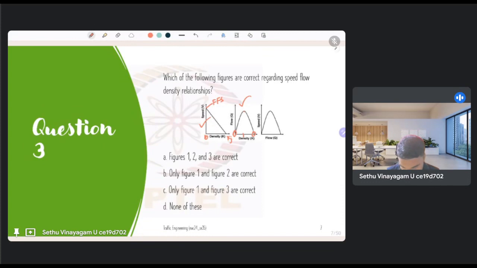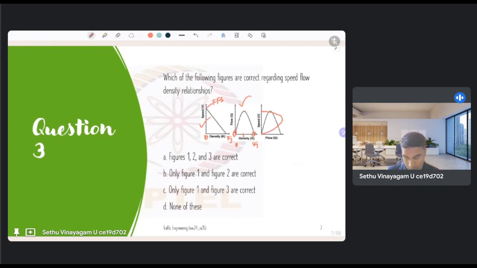So when flow is 0, what happens? Two densities are possible, one is 0, other is kj. When two densities are possible for a given flow, then two speed values are also possible, because at 0 flow the speed is free flow speed, and at jam density the speed is 0. So at 0 flow, 0 speed is also possible. This corresponds to the jam density, and a higher speed equal to the free flow speed is also possible. And the variation between these two would be something like this.